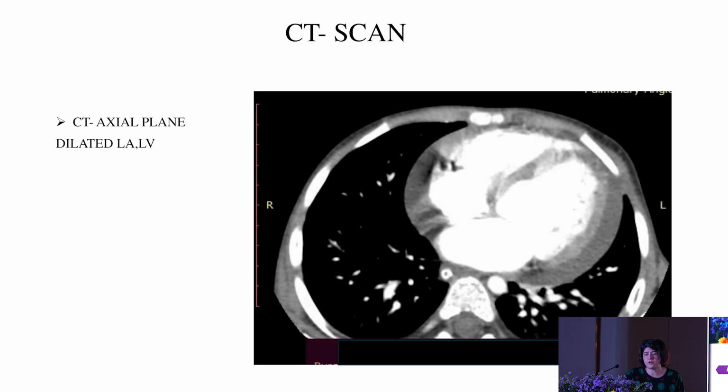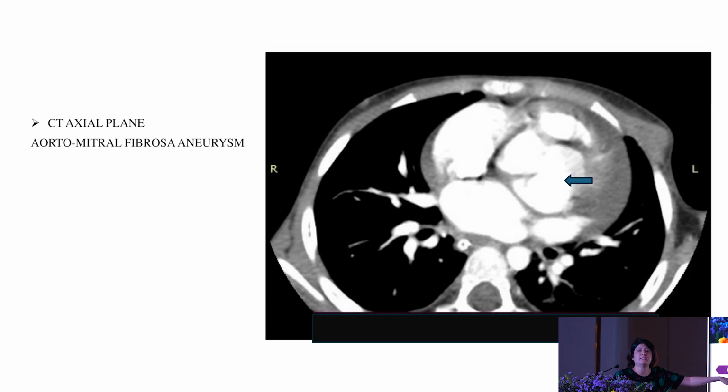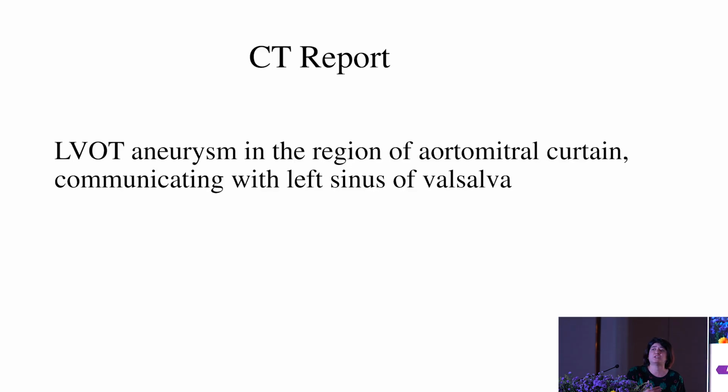CT scan showed, I wouldn't go into this because that is just a 4-chamber view. You can actually see here the arrow shows the aneurysm extending into the aortomitral curtain, okay? So CT scan, additional imaging, is always important because this can actually help you in confirming your diagnosis, especially in such cases, and CT scan also confirmed the diagnosis.